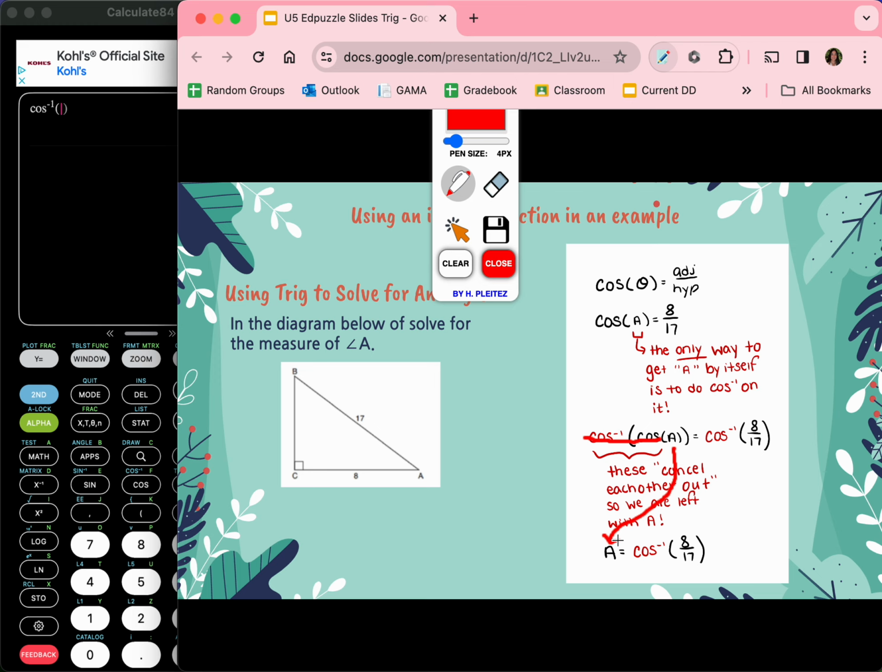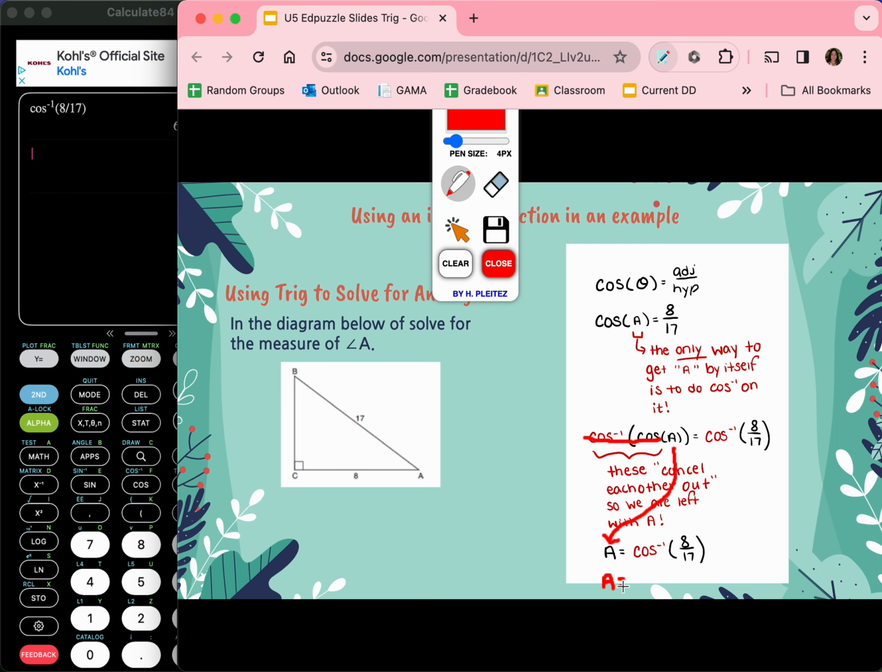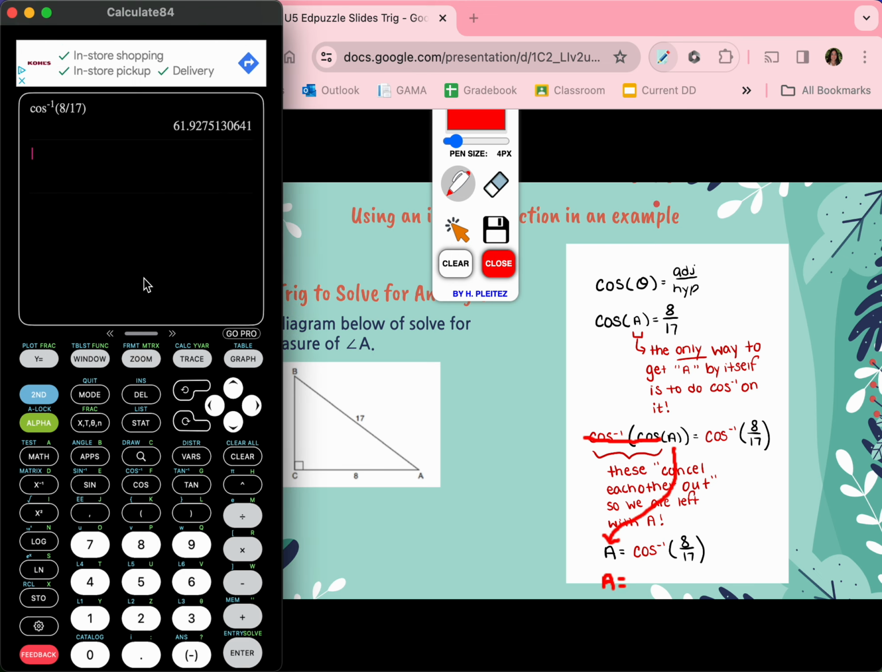Now remember, we said whenever you get your variable by itself, which in this case is just A, you can run to the calculator. So in this case, we have cosine -1, and inside of the parentheses, we're going to put 8 divided by 17. Now when you hit enter, there's your value for your angle. But again, in this case, it doesn't tell us what to round to, so 3 places after the decimal is safe.